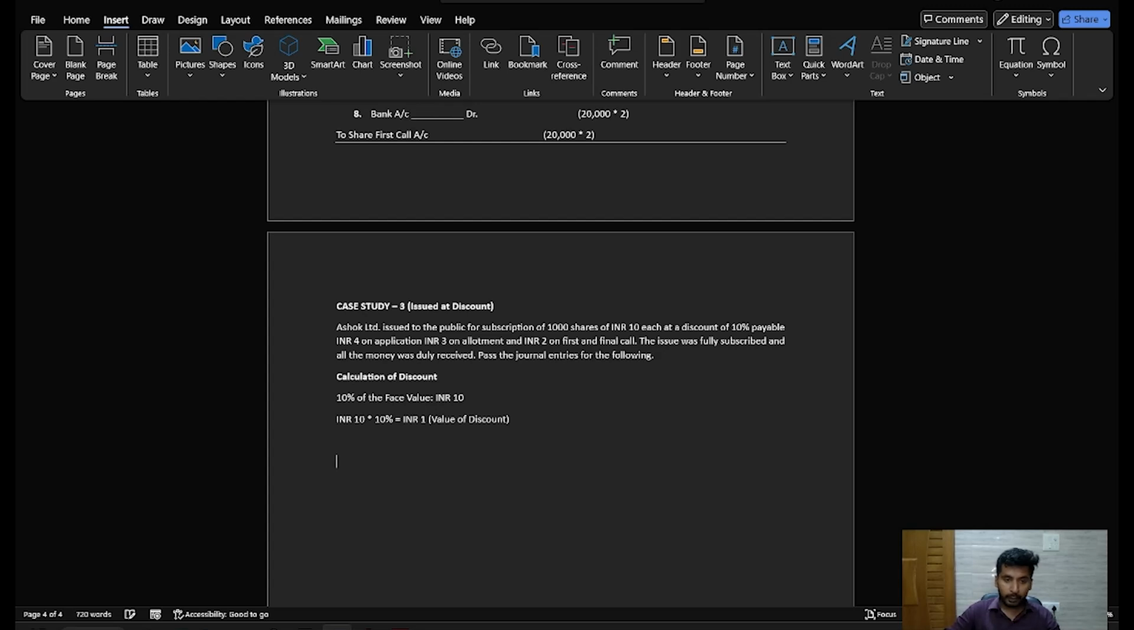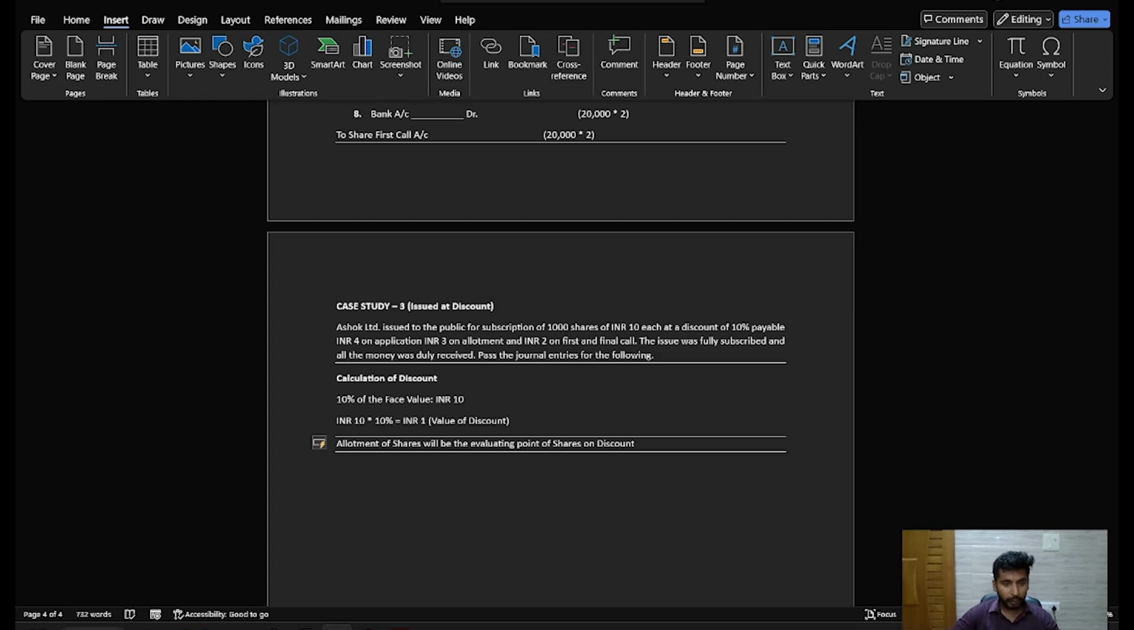Now, let us talk about the second step: where will the discount be allowed? If it is not given in the question, we will assume that the discount is applied at the time of allotment of shares. So allotment of shares will be the point of recording the discount on shares, and that's it. We have all our information required.